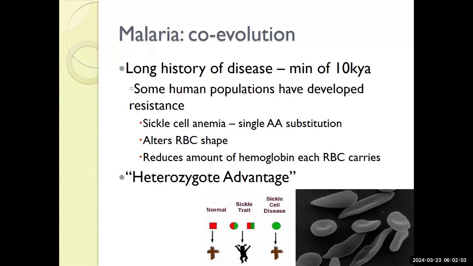However, if you happen to get one good copy and one bad copy, and therefore were heterozygote, having two different forms, half your blood cells would be donuts, half of them would be small sickles, and this allows your body to get just enough oxygen to keep you alive, but not have any extra oxygen for the parasite.